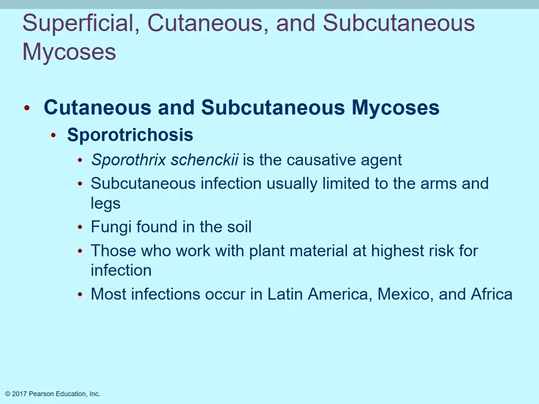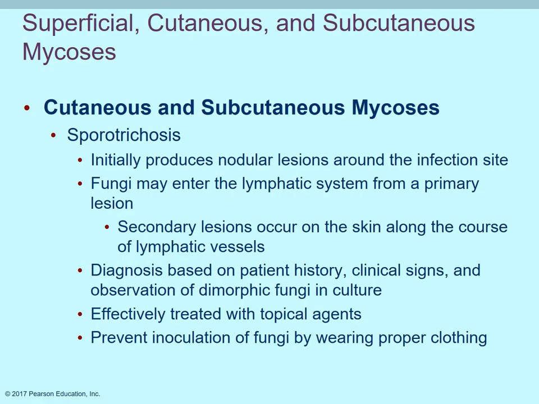Sporothrix is a causative agent for sporotrichosis. Once again, another fungus that's found in the soil. So people working with plant materials can be at higher risk and can get a subcutaneous infection, typically along the arms. Usually you get these little nodules formed. Then it can enter into the lymphatic system from the primary lesion, and then secondary lesions occur in the skin. You can kind of follow along where the lymphatic vessel is, where you then get these secondary lesions.